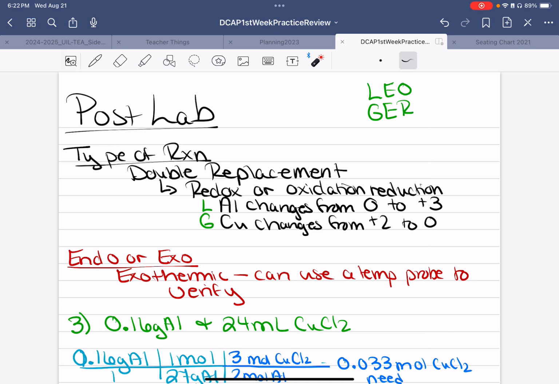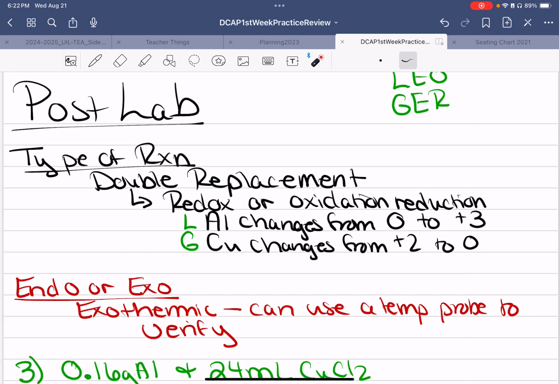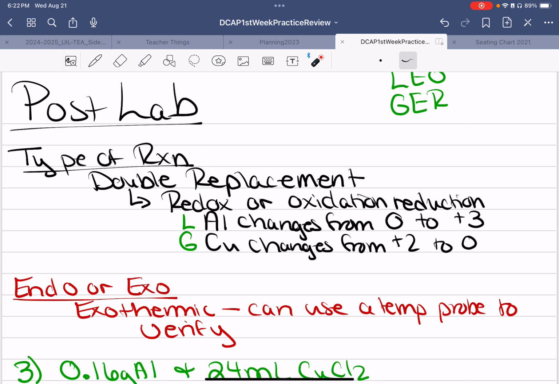Then on the post lab, the first question they ask you is the type of reaction, and I know that most of you are going to key on it and say that's a double replacement reaction. Absolutely. So now we get to classify double replacement reactions with another qualifier on top of that. Since I have aluminum changing from a charge of 0 to +3 and copper changing from +3 to 0, we call that a redox, or oxidation-reduction, reaction.